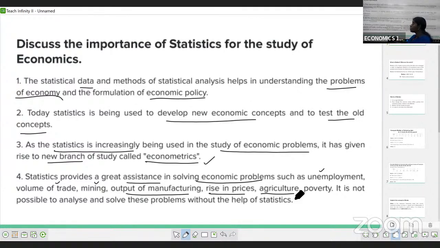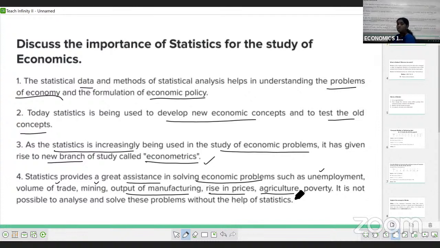Okay. So you can see the relation statistics and economics have. It's not only understanding, it's also giving the formulation for the different policies. So these are the reasons why it is important to study statistics for the study of economics.